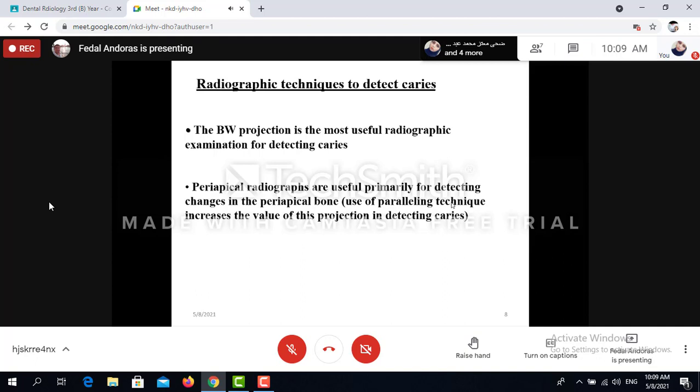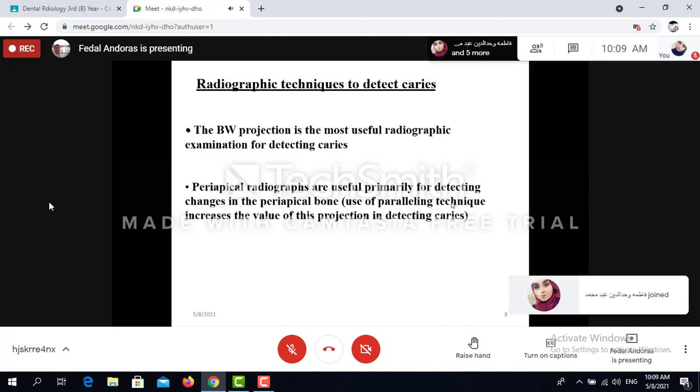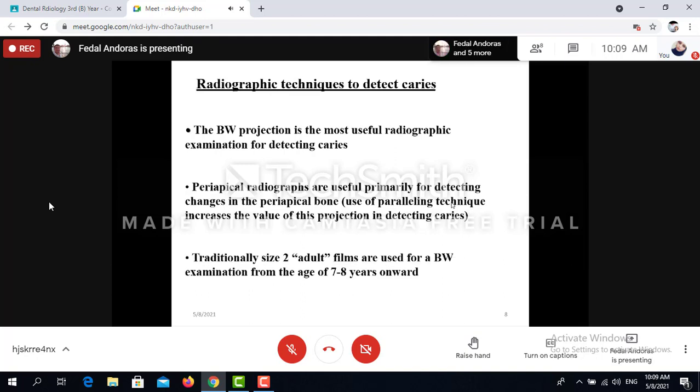Because for periapical we have the bisecting angle technique and we have the parallel technique. So using the parallel technique will reveal caries better than the bisecting periapical radiograph. Traditionally, size 2 adult film is used for a bite-wing examination or for a periapical one with parallel technique, for ages 7 to 8 years and onward.